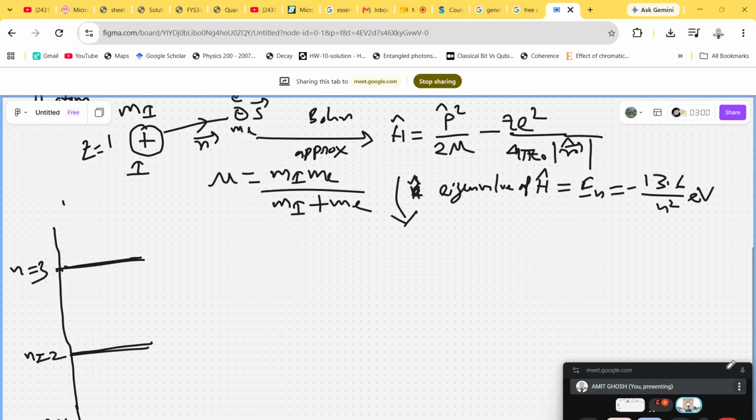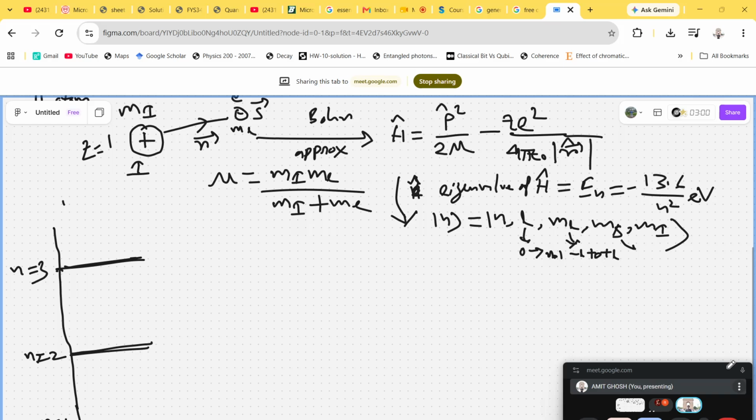And in this case, what is the state you can write? State n you can write like n, then L runs from 0 to n minus 1, then ml, ms and mi. These are just atomic physics, right? L runs from 0 to n minus 1 and ml runs from minus L to plus L. So under the Bohr approximation, this is your picture, right?